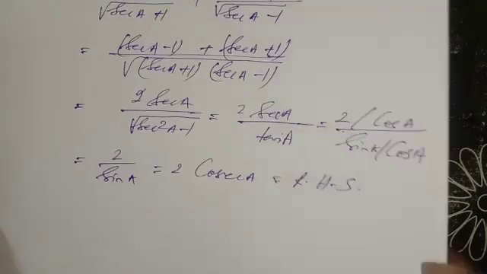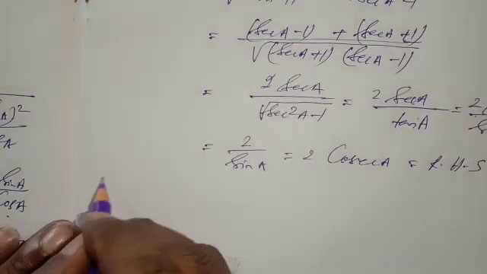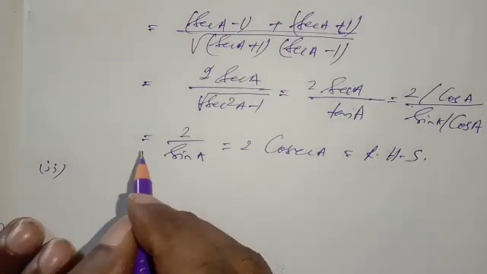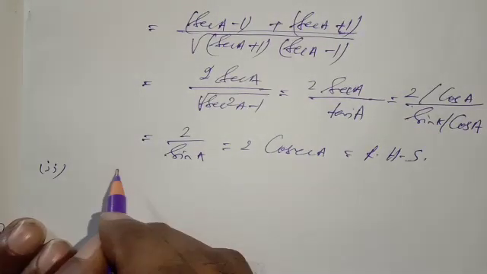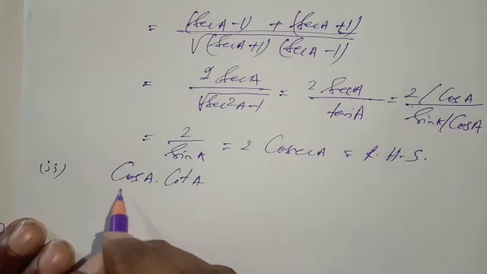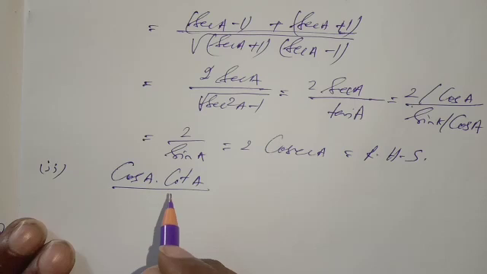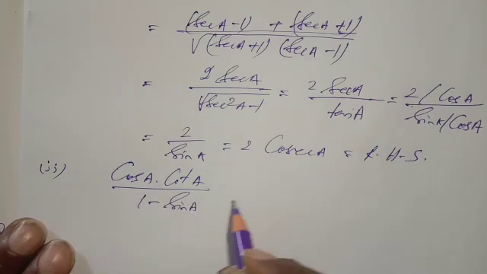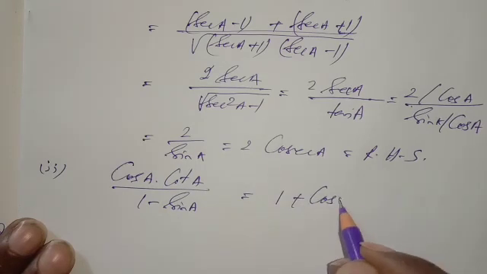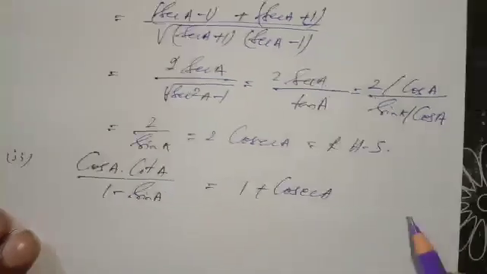Let us go to question number 20, second part. First let's see what is given. You have to prove cos A into cot A divided by 1 minus sin A is equal to 1 plus cosec A. This is the question.